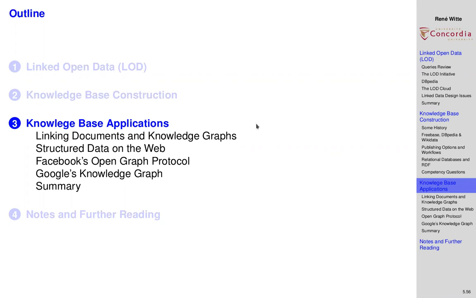And in this part, we're going to look at a number of topics on how to use knowledge graphs, how to build applications around knowledge graphs. So for example, we look at how to connect documents, natural language documents with knowledge graphs. We look a bit more into this format for embedding RDF data into web pages, and then look at some of the applications like Facebook's Open Graph Protocol and Google's Knowledge Graph.